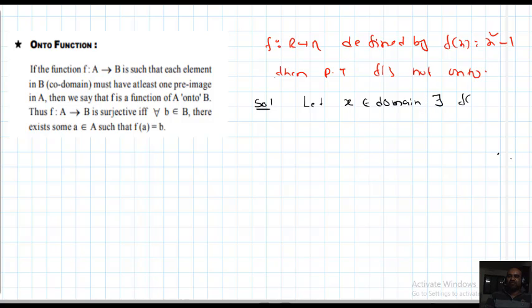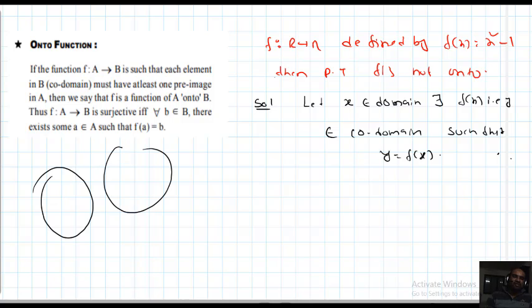Then there exists f of x, that is, y belongs to codomain. Y means f is a function such that y is equal to f of x. Reverse process. Checking for the function: for every y there should be an x. Then only it becomes an onto function.